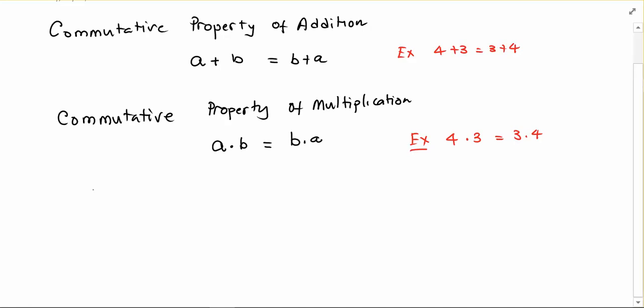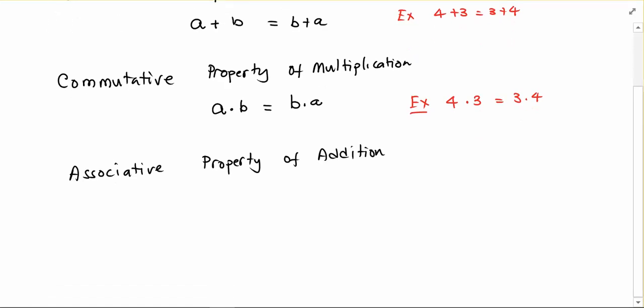The next up are the associative properties. Associative property. And just like the commutative property, it has two flavors. The associative property of addition says the following. Associative to me sounded like associate or hang out. So you'll see why that makes sense in this particular problem.